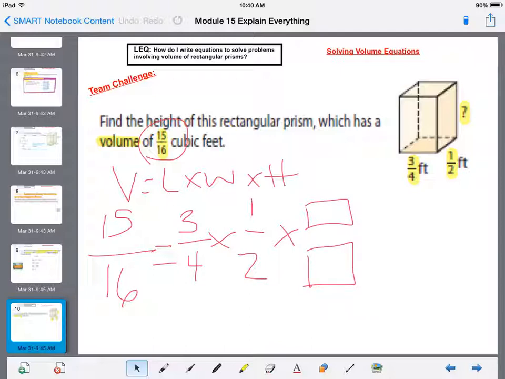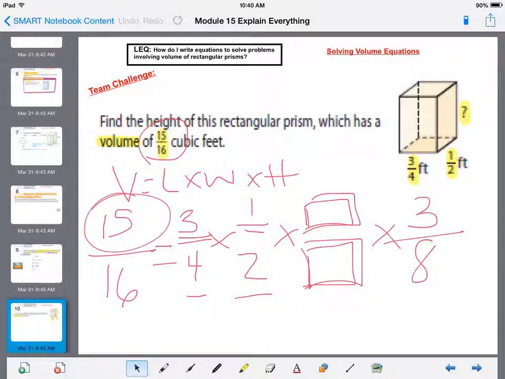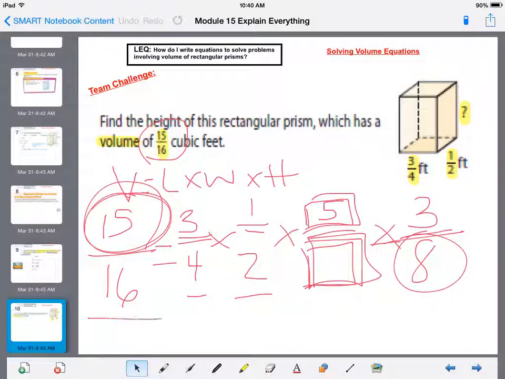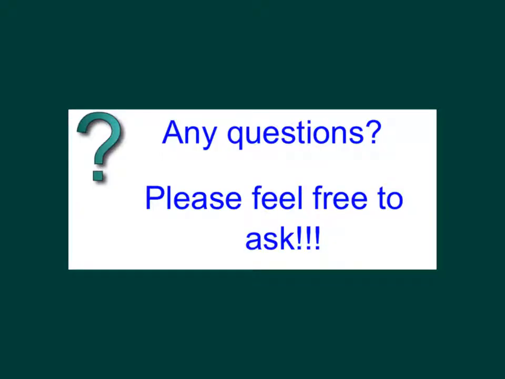So let's go ahead and multiply what's given. 3 times 1 is 3. 4 times 2 is 8. And now we have to come up with the missing numbers that will give me this volume. So 3 times what will give me 15? That's 5. And 8 times what will give me 16? That's 2. The answer is going to be 5/2. Or if you turn this into a mixed number, it would be 2½.